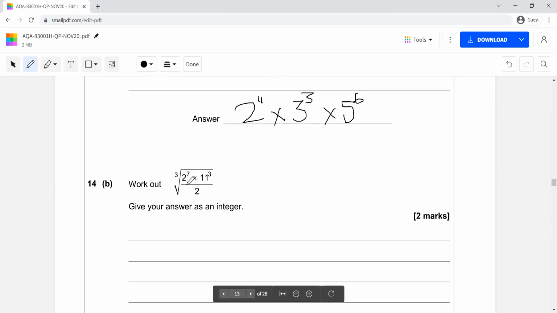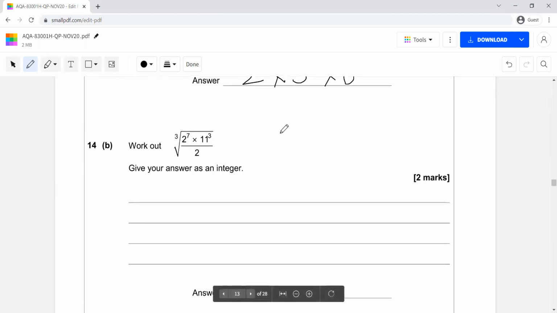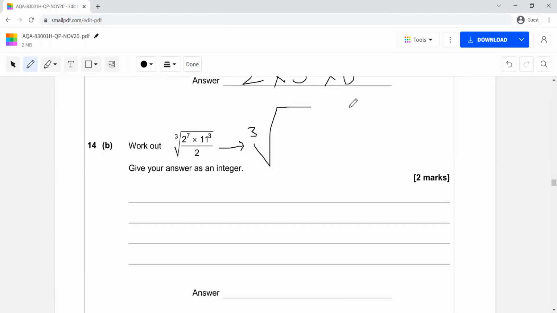Question 14b. Work out the cube root of 2 to the 7 times 11 cubed over 2. Okay. I'm actually going to use a trick here. I'm going to rewrite what's inside the cube root. So I'm going to rewrite it as the cube root of 2 to the 7 over 2 times 11 cubed. So therefore I can simplify this again. So it's the cube root of 2 to the 6 times 11 cubed. Sorry, this would be 11 cubed.